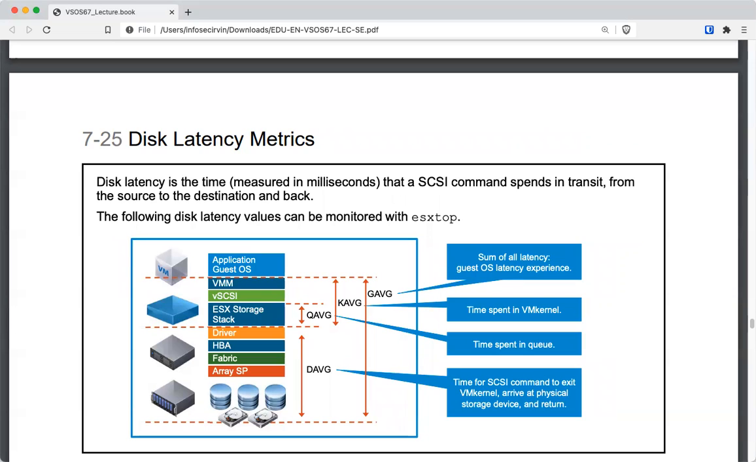You'll have a number of metrics, and here's an explanation of what they are. It's all measured in milliseconds. The time that it takes an iSCSI command to transmit from source to destination and back. You can see things like the sum of all latency, the guest OS latency experience, the time spent in the kernel, the time spent in queue, and the time spent for the command to go and come back.